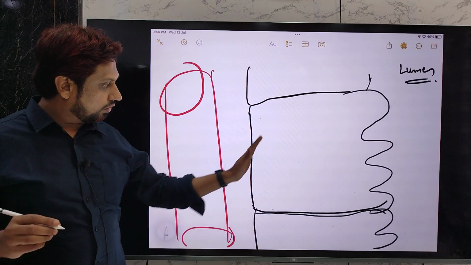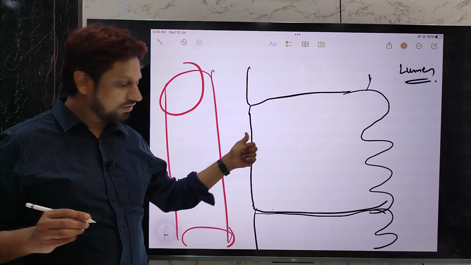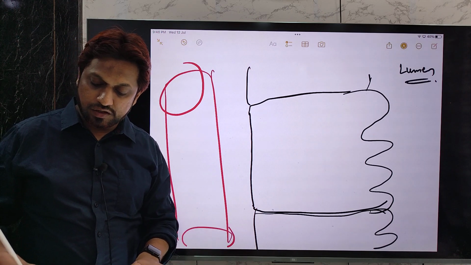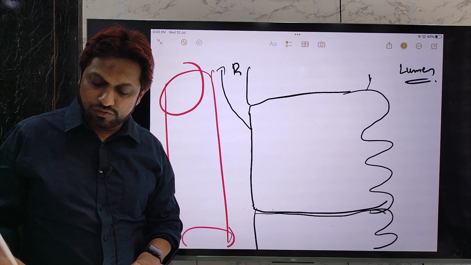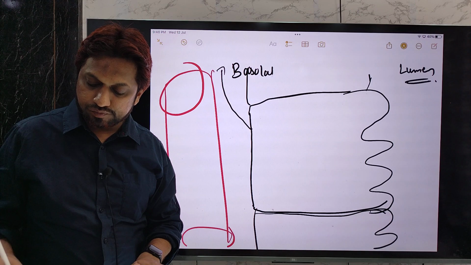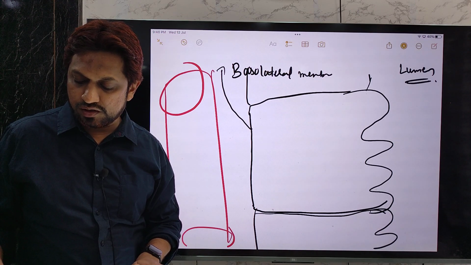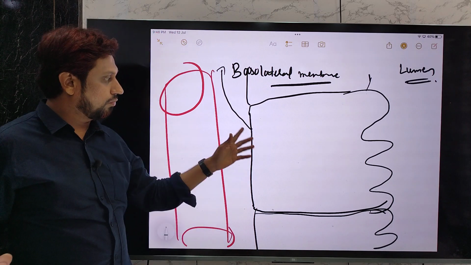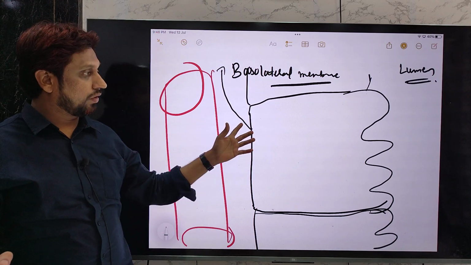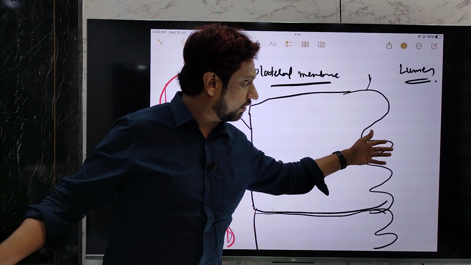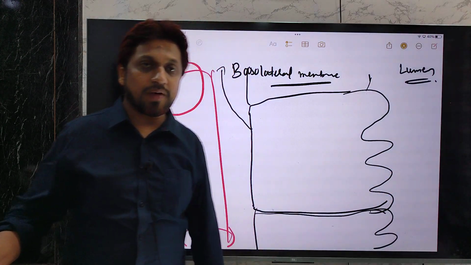So this surface is known as the basolateral membrane. What is this known as? Basolateral membrane, the basolateral part of the epithelial cells of the proximal convoluted tubule. Hope you are understanding this concept. And this is the apical surface membrane, which has the microvilli.